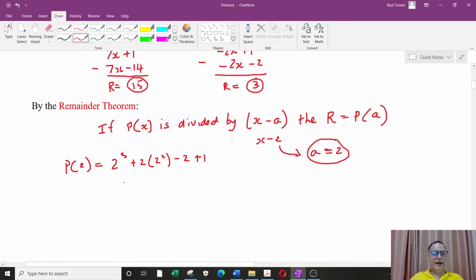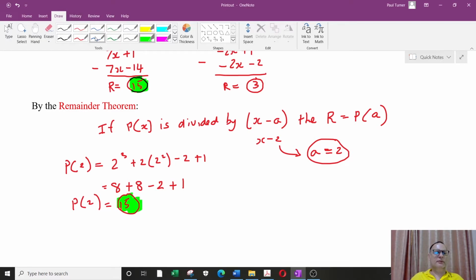So simplify that. 2 cubed is 8. 2 squared is 4. 2 fours are 8. Minus 2 plus 1. 16 minus 2, 14 plus 1, which is 15. So if you divide by x minus 2, the remainder is 15. And that number is the same as this one here by division.